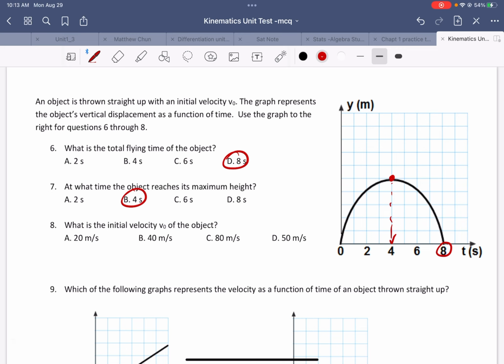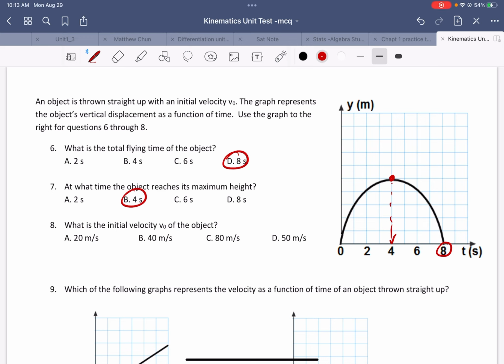But if you understand, those are key formulas for the four formulas. If you watch the other kinematics video, I talk about those formulas you need to know. So you can watch that one again. Now, what is the initial velocity v naught?